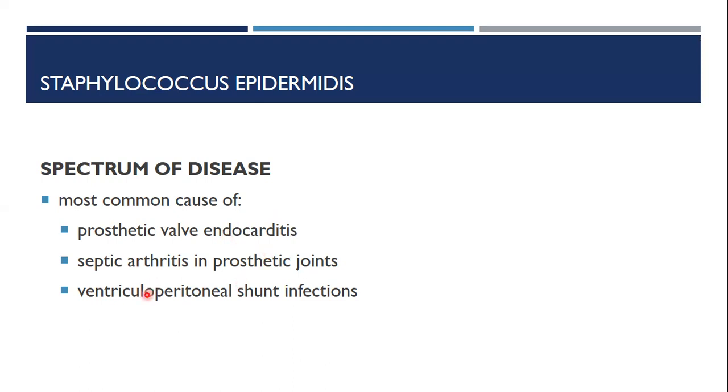So when you say ventriculoperitoneal shunts, these are actually shunts placed in patients with hydrocephalus. So this is actually used to drain the excess fluid that is accumulating in the meninges of the brain. The fluid is drained from the ventricles of the brain into the peritoneum.